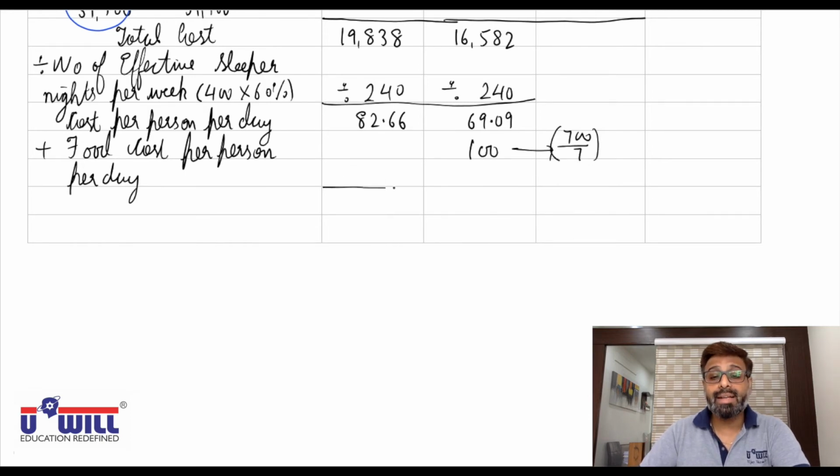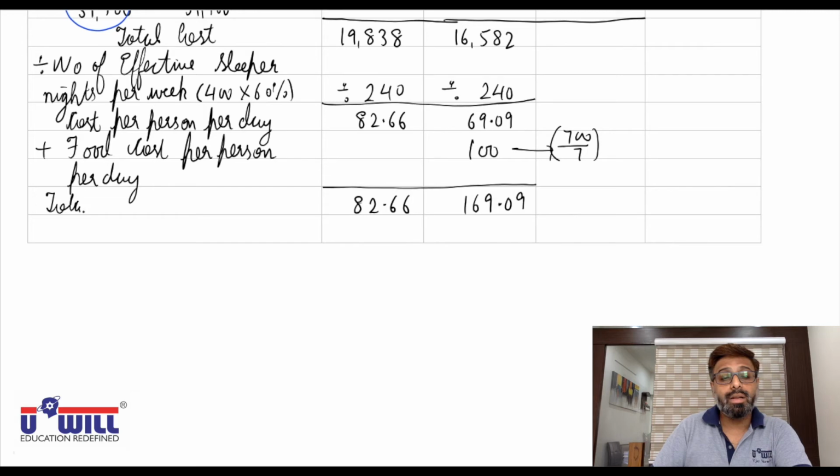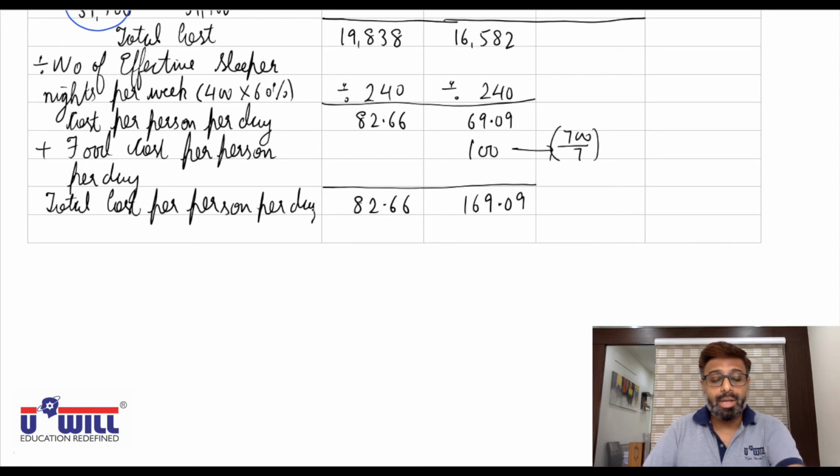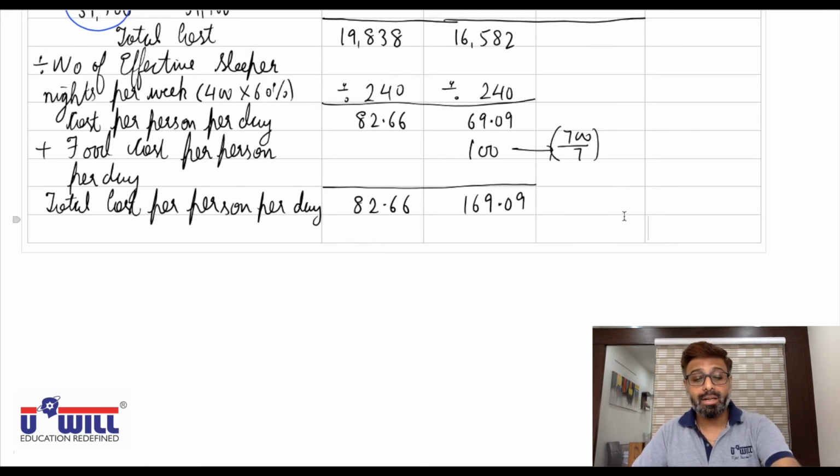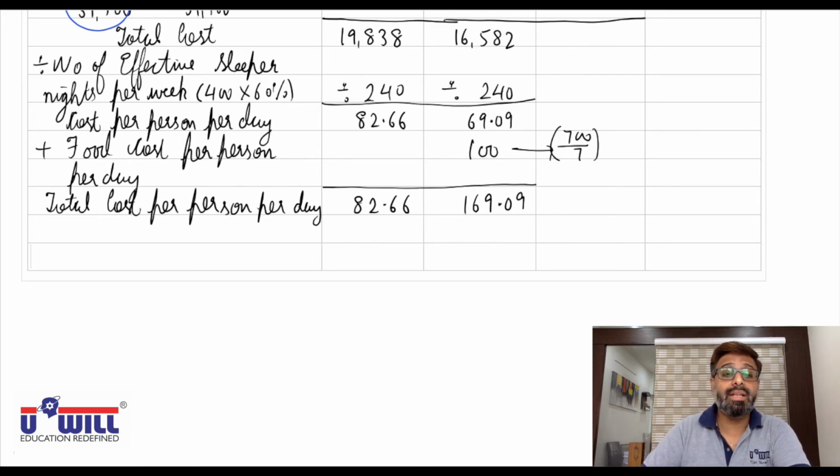So for rooms, finally we will charge 82.66, and for food we must charge 169.09. This is the total cost per person per day which the hotel is incurring. Now in this we have to add our profit margin, add net profit, and then we will get the total amount of takings.